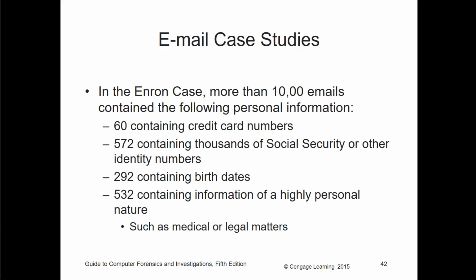The Enron case is a great example of the importance of email investigation. Enron had more than 10,000 emails containing the following personal information: 60 containing credit card numbers, 572 containing thousands of social security numbers, 292 containing birth dates, and 532 containing information of a highly personal nature, such as medical or other legal matters, not encrypted. It's still very common for this to happen, even though there are laws preventing it, but we're also assuming that people are following the laws, and that may or may not be the case. And sadly, more often than not, it's people not following the law.